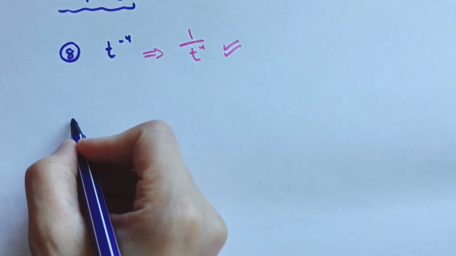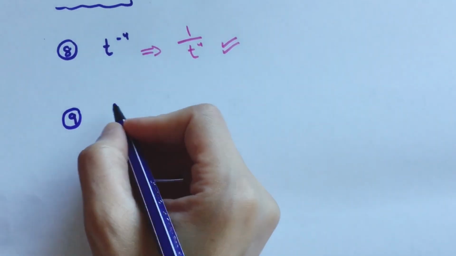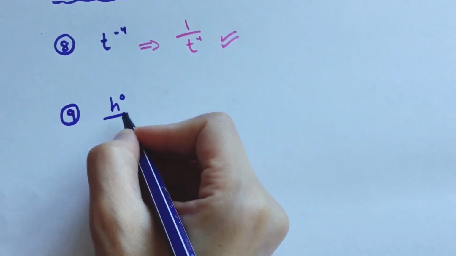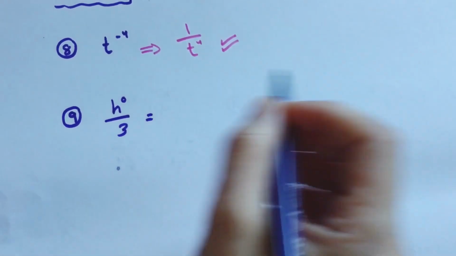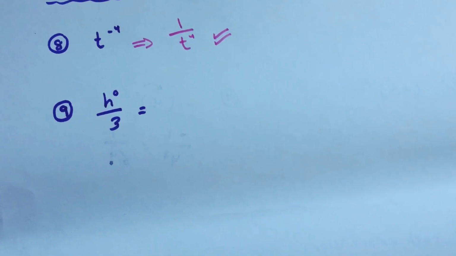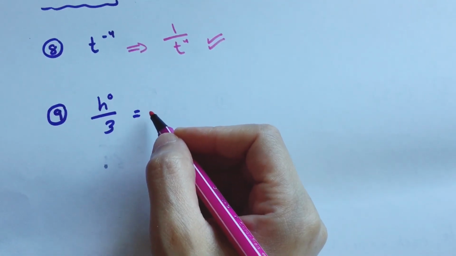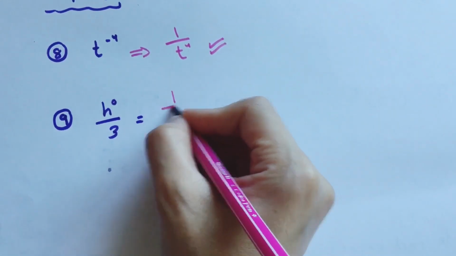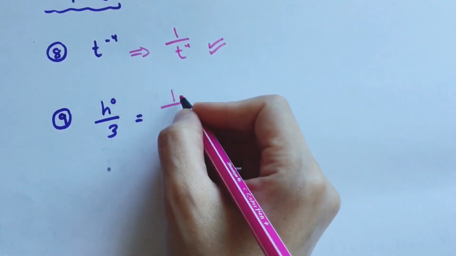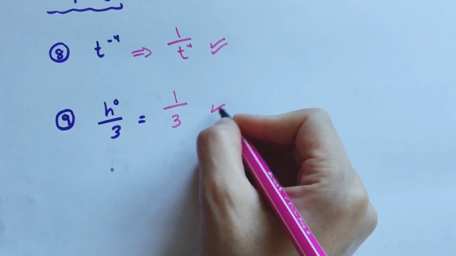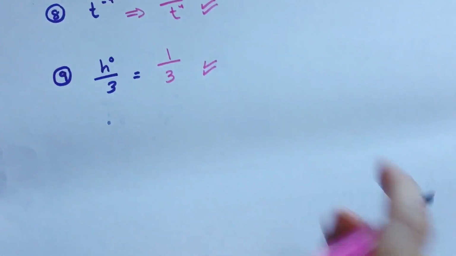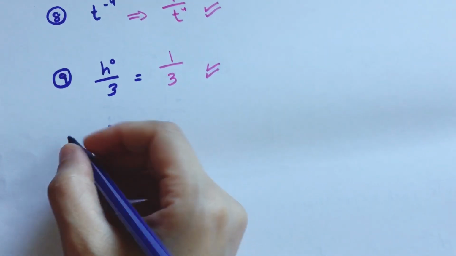Number 9, h to the power of 0 over 3 equals. Now, whenever I have any number or any variable to the power of 0, immediately you have to put 1, because I will change it to 1. H to the power 0 equals 1 over 3. That's it.